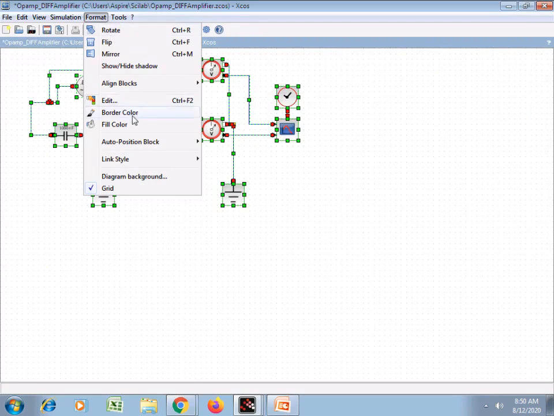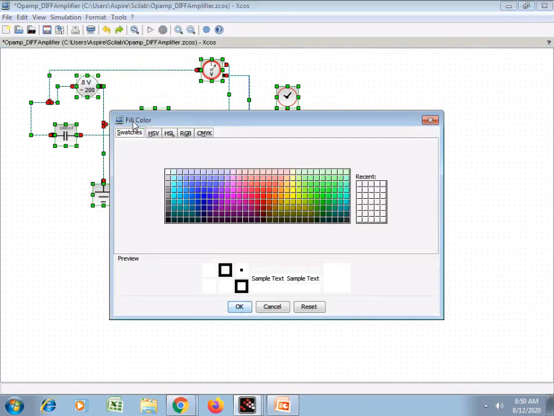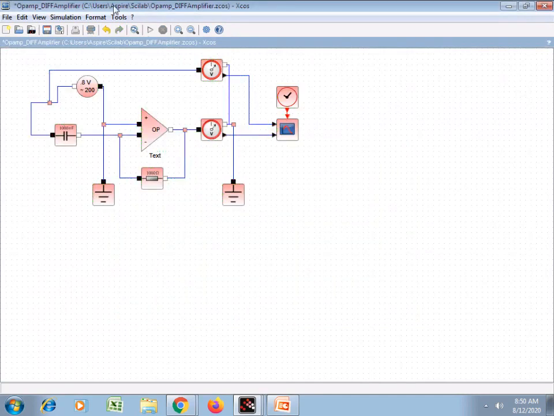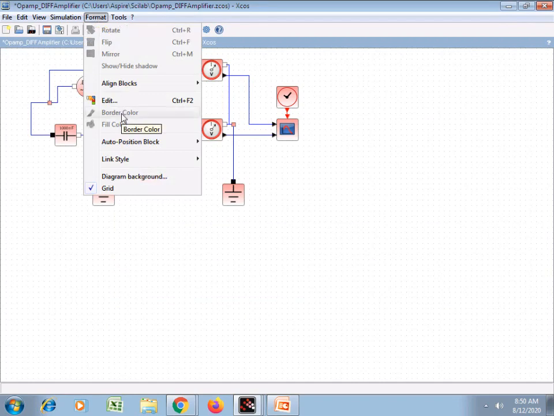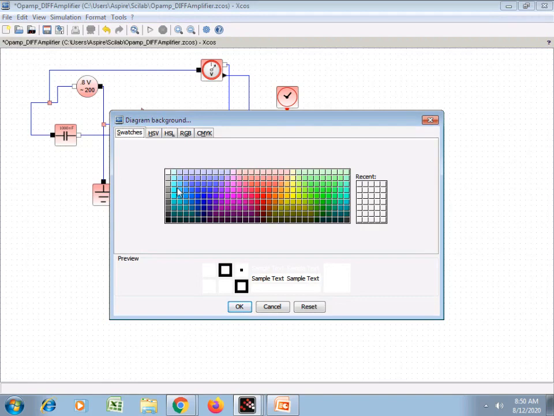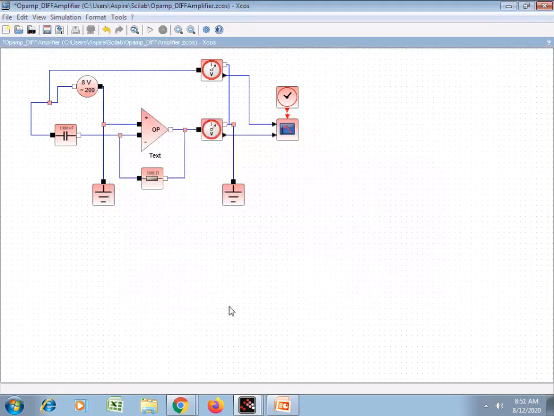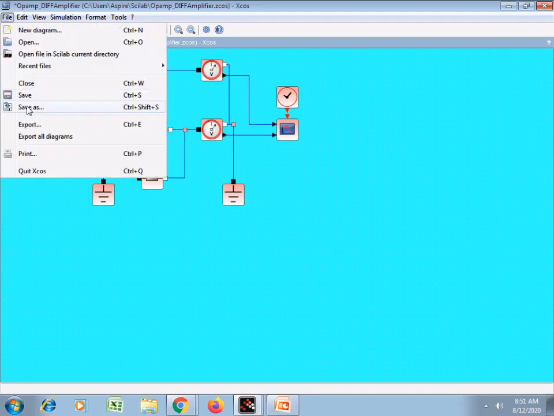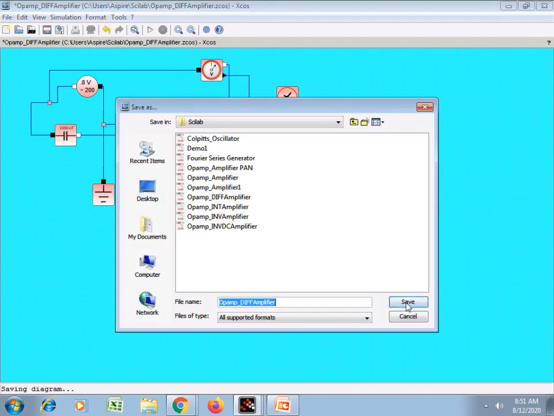You can also use different colors for the blocks in this way. You can also change the background of the window in this way. So all the changes can be saved.